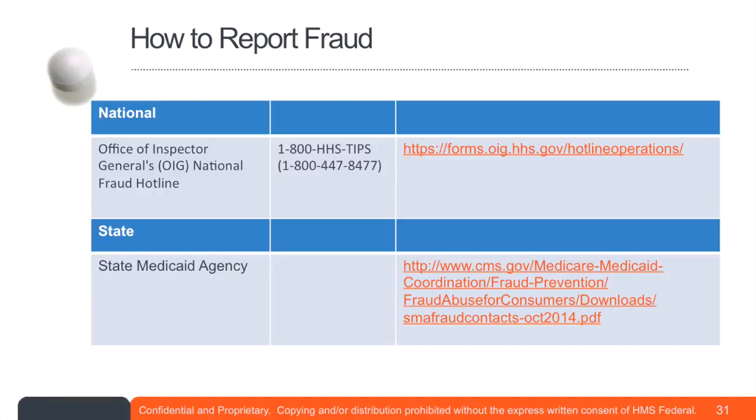So the first is a national number that you can call. It's the Office of Inspector General. There's an 800 number listed there, and then there's also a website to go to. The next one is on a state level, and really when you're reporting the suspected fraud, you would want to do that on the state level with, if it's Medicaid, with state Medicaid.